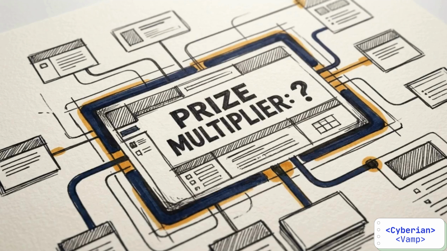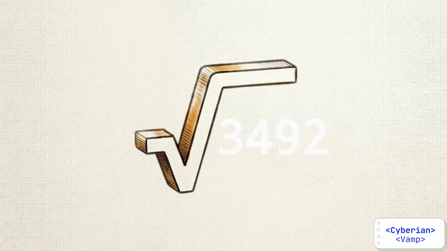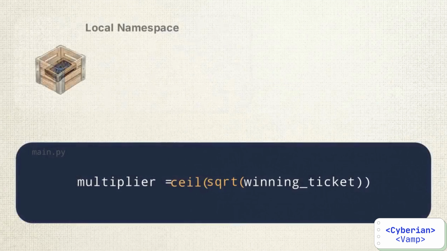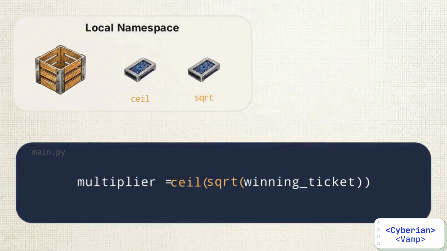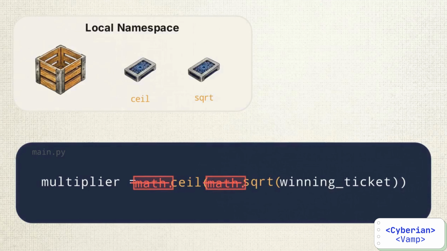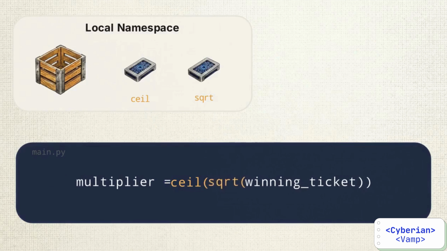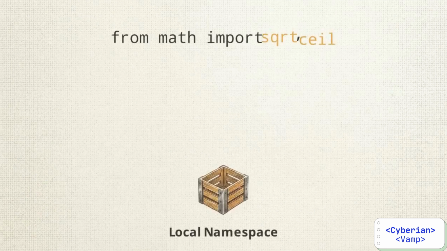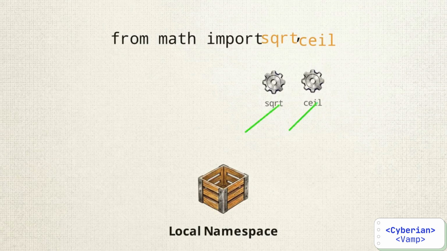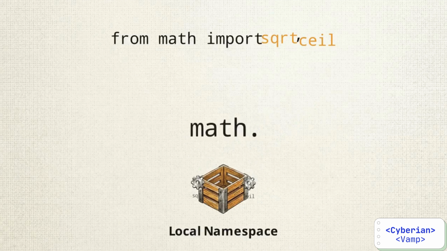For our final functional goal, we need to calculate a dynamic prize multiplier. This is determined by the square root of today's specific winning ticket. We define a multiplier variable and set it to ceil(sqrt(winning_ticket)). Notice what is missing from this line. There is no math prefix written before either function. Because we specifically use the from math import statement at the top of our script, the tools live directly in our namespace. The dot notation is obsolete.